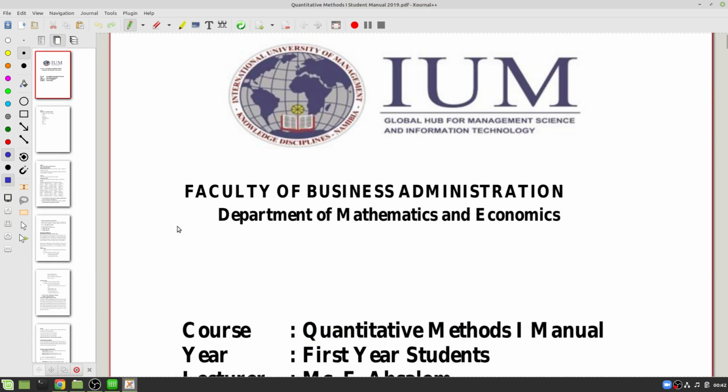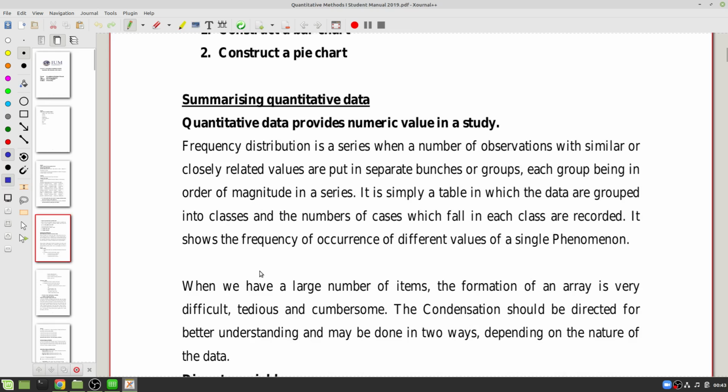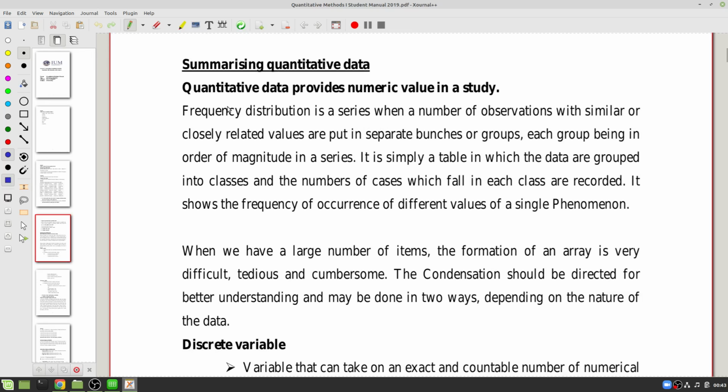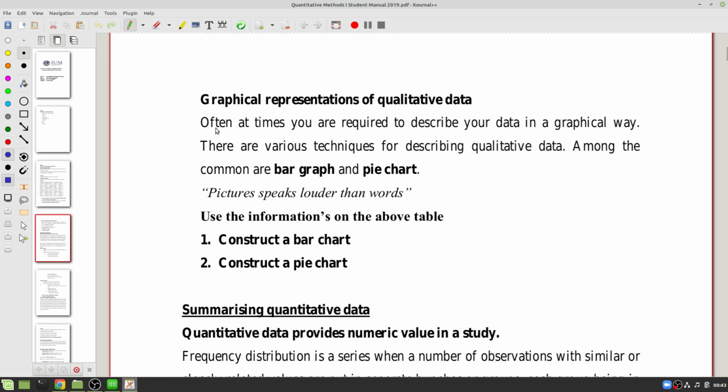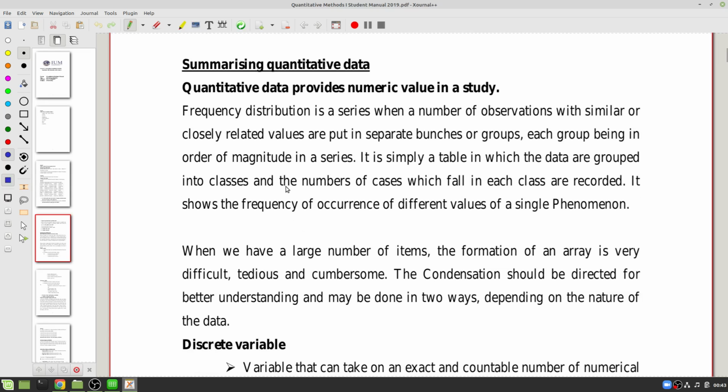Okay, so we are on part 2 of lesson 2 of our International University of Management Quantitative Methods 1 workthrough. In this lesson, or the second part of lesson 2, we're going to be looking at summarizing quantitative data. In the previous lesson, we looked at a bar chart and a pie chart, and we're going to be looking at a couple of different ones in this lesson.